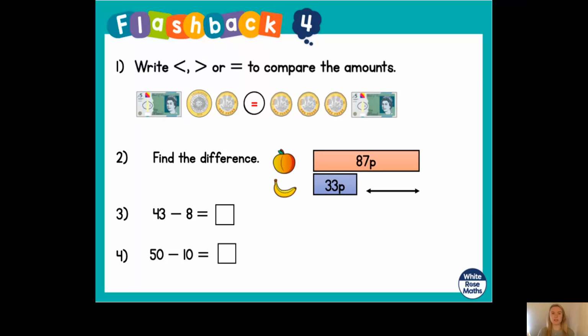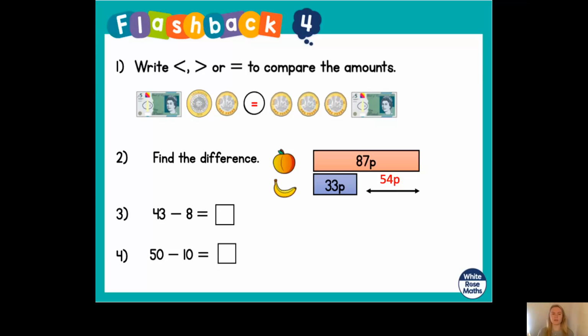Now let's look at number two. If you thought that you had to use subtraction to find the difference, then you were correct. Let's use our column subtraction. So let's start with the ones, seven subtract three, which is four, and then subtract the tens. So eight subtract three is five. So the answer is 54 pence. The difference between a mango and a banana is 54 pence.